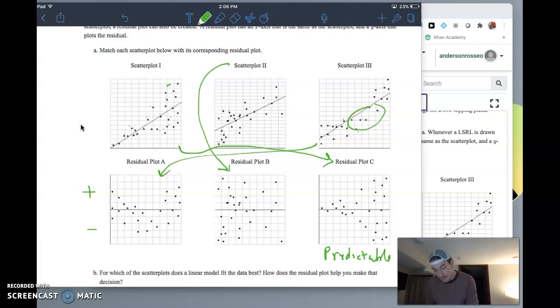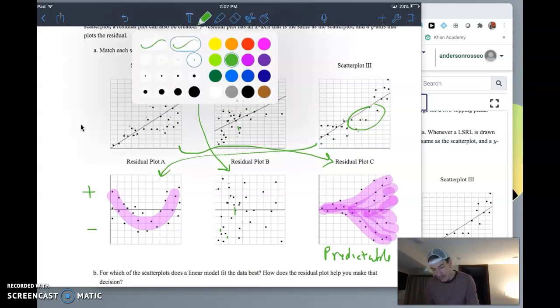Now scatter plot 2 is going to go with residual plot B, and this is, in my opinion, the best model, because notice what's happening here. It's above and below, above and below, above and below, and my residual plot looks the same way. Residual plot A looks pretty curvy and predictable. And this one also looks predictable, but for a different reason. It widens like a funnel as my x continues to grow, and residual plots should not be predictable.